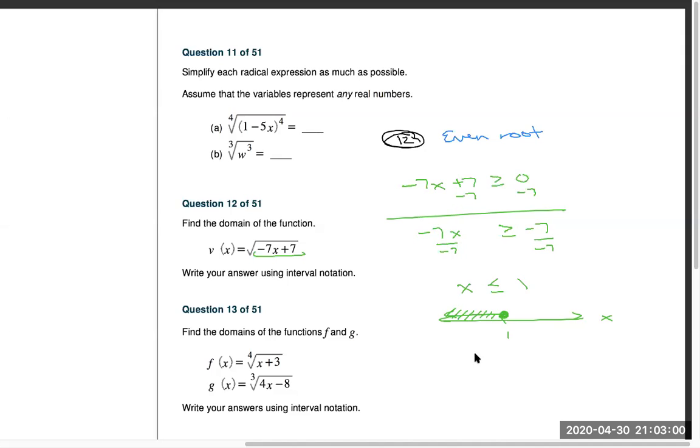Okay, so interval notation for this would be negative infinity to 1, parenthesis bracket, accordingly. Okay, let me go ahead and clear this out.